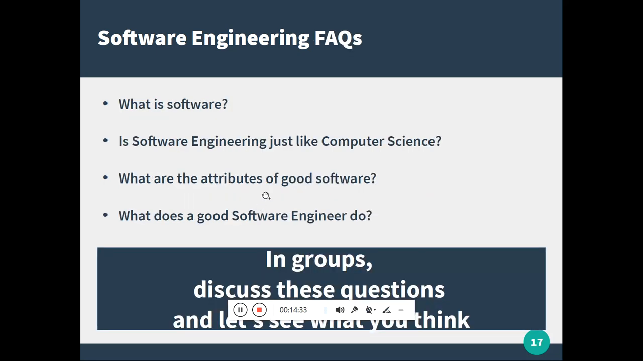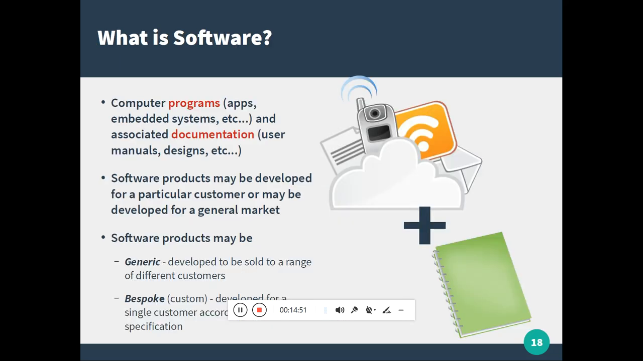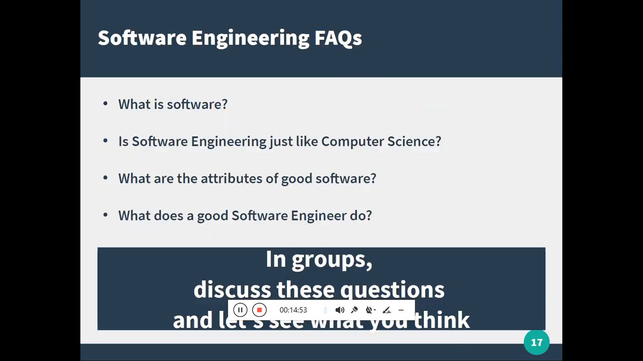So maybe talk about some frequently asked questions. What is software? Is software engineering just like computer science? What are the attributes of good software? What does good software engineering do? So what is software?